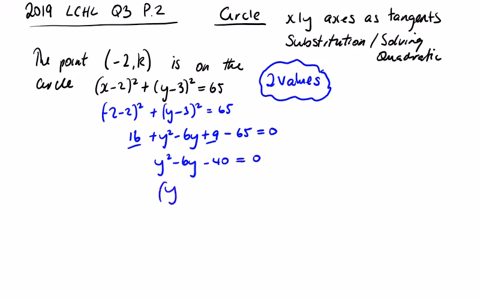And it should factorize quite quickly for us. We can see 10 fours are 40, and we need a minus 6y. So minus 10 plus 4. So y is equal to 10 or −4, which would mean that k is equal to 10 or −4.